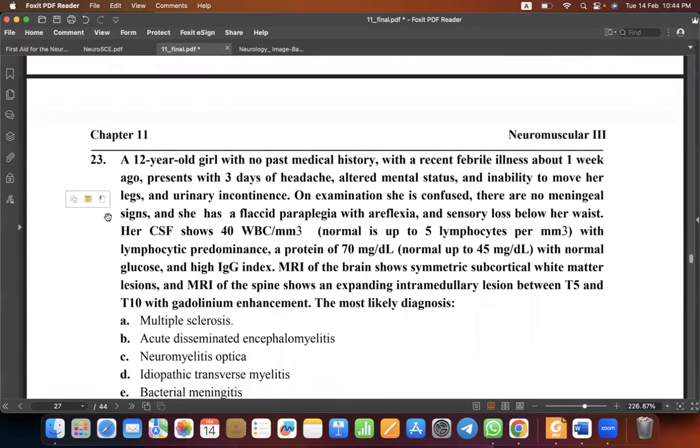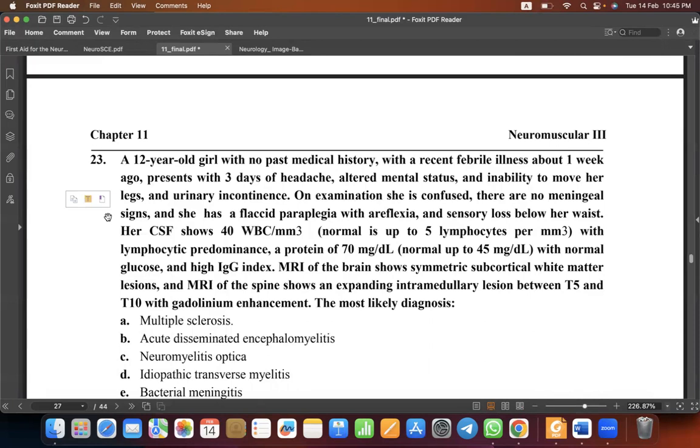Now, another important thing: a 12-year-old girl, no family history, febrile illness, associated with headache, altered mental status, inability to move the legs, incontinence. She's confused. There is no meningeal sign. There's flaccid paraplegia with areflexia with sensory loss. Whenever we get a case of flaccid paraplegia with areflexia with sensory loss, we should think about cord compression with shock. So there's myelopathy with shock. That's why there's a sensory level. Why is there shock? There is areflexia. That's why.